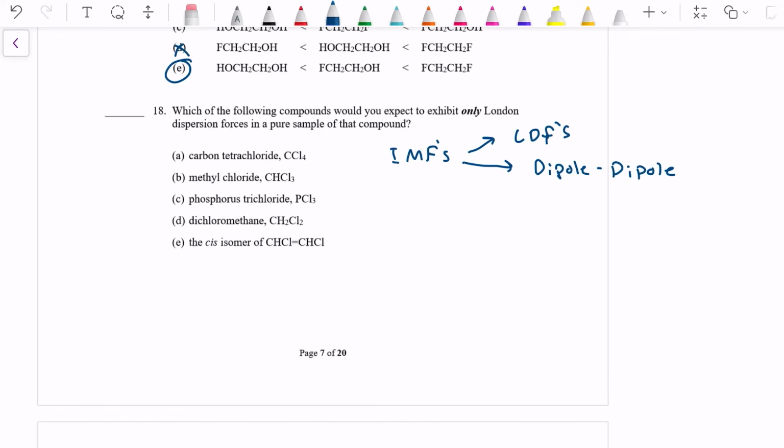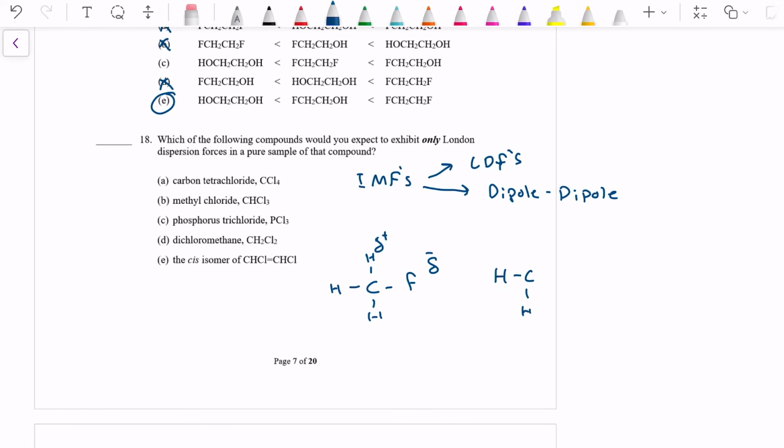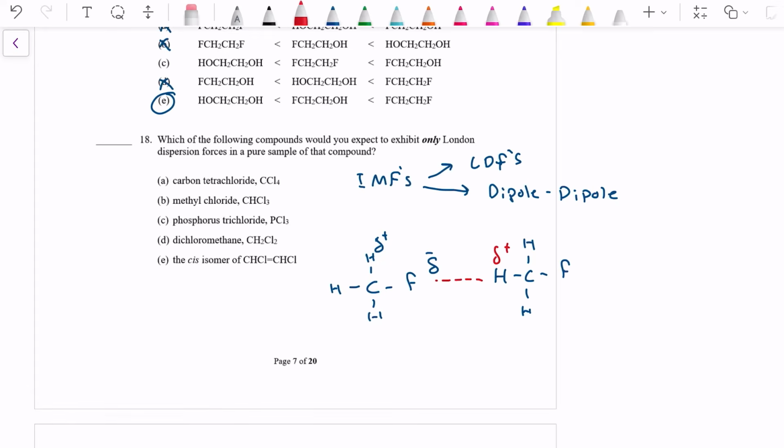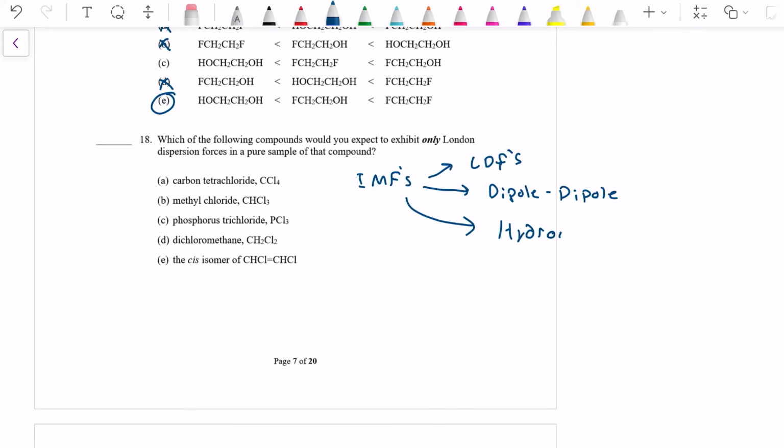This arises from very polar molecules, so say I had something like this. This fluorine right here might be very partially negative, and this hydrogen might be partially positive. If I had another compound of the same one, this partially positive hydrogen might form a bond with the partially negative fluorine. So that's dipole-dipole bonding. You get that from polar molecules. And then we also have hydrogen bonding, which is just a special form of dipole-dipole intermolecular bonding. So anyways, we're looking for one that only has LDFs and not either of those 2.